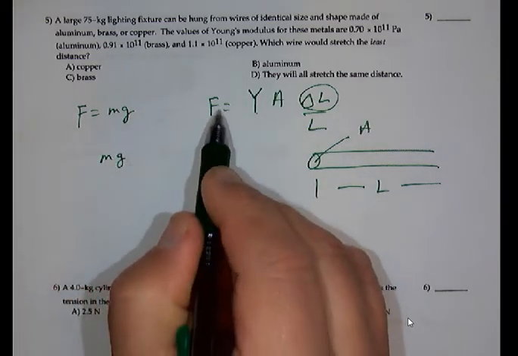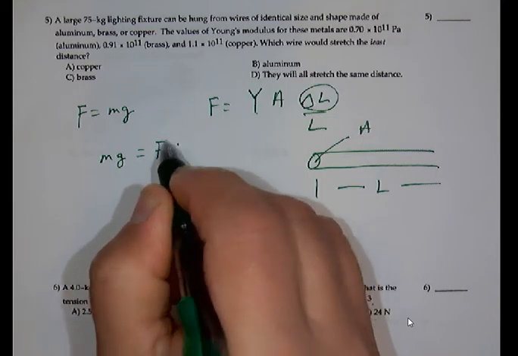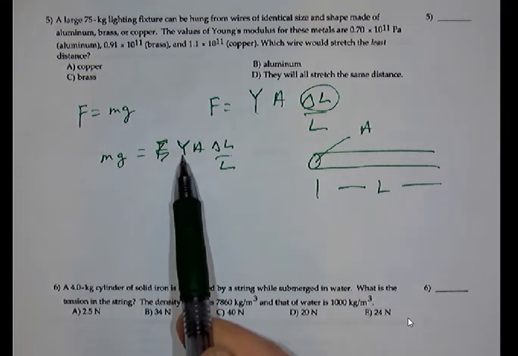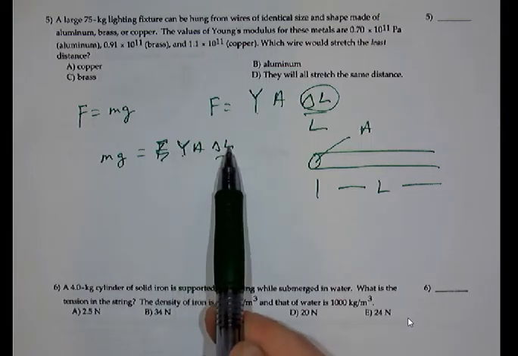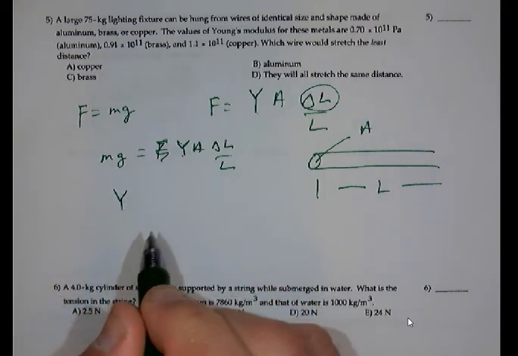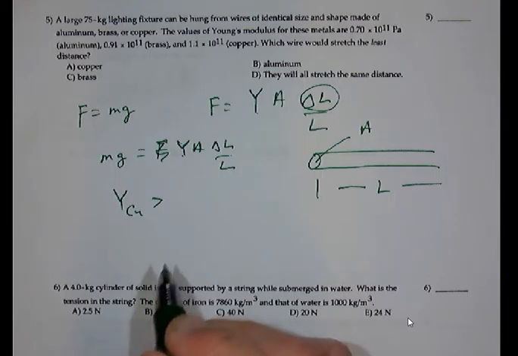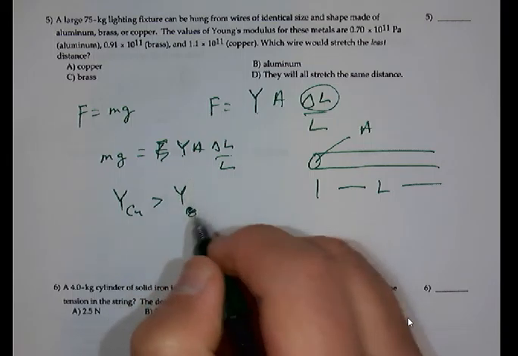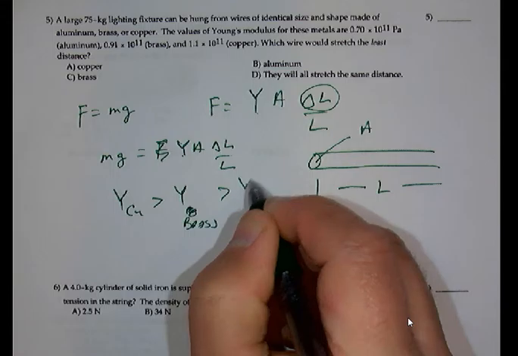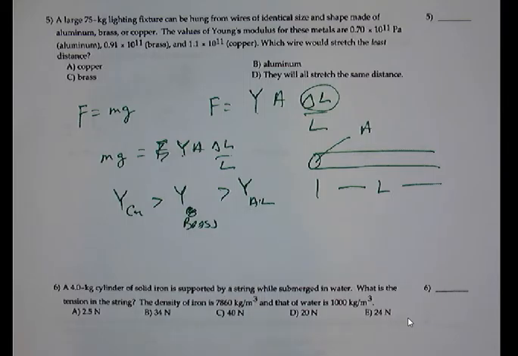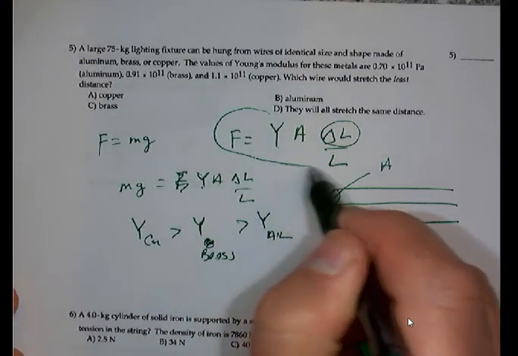The force is mg equals Y A delta L over L. So the one with the largest Young's modulus will have the smallest delta L. So if you go through here and you pick the one with the greatest Young's modulus, the Young's modulus for copper is greater than for brass, and that's bigger than the Young's modulus also for aluminum. So this would stretch the least, this one would stretch the most. Okay, very good. So take a look back at this. Don't forget this equation for stretching a wire.